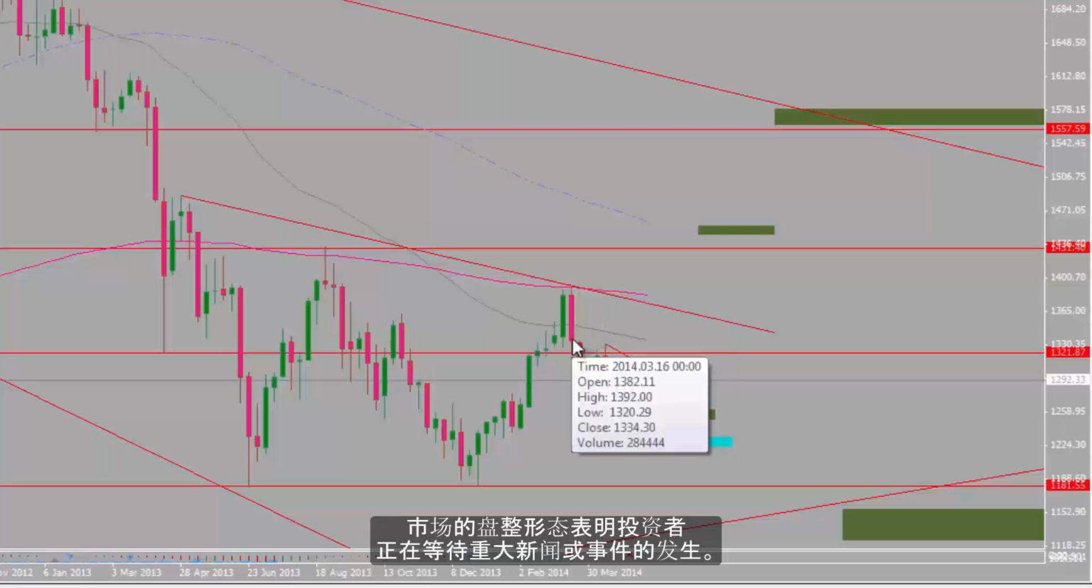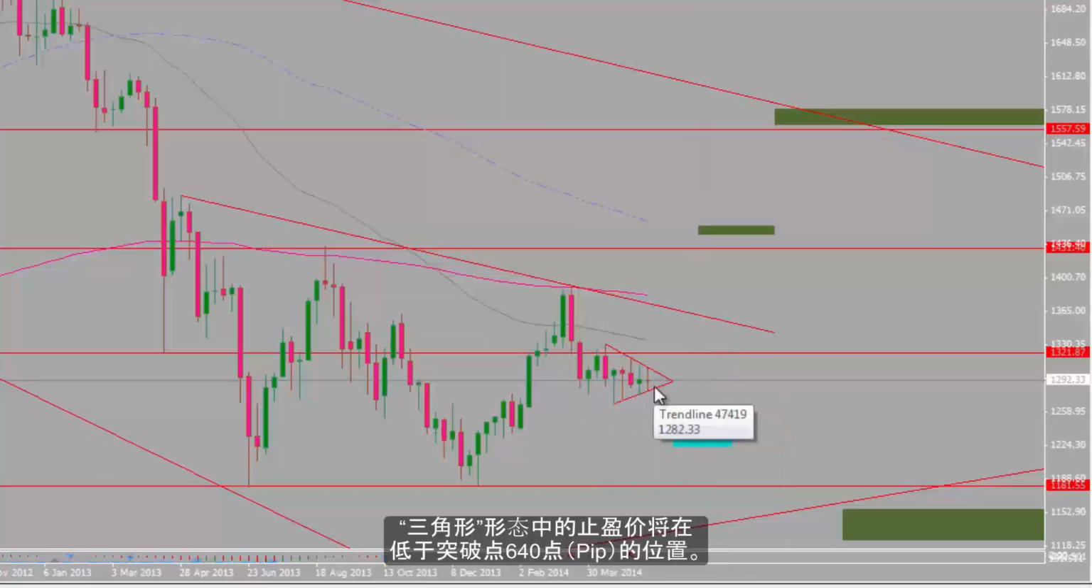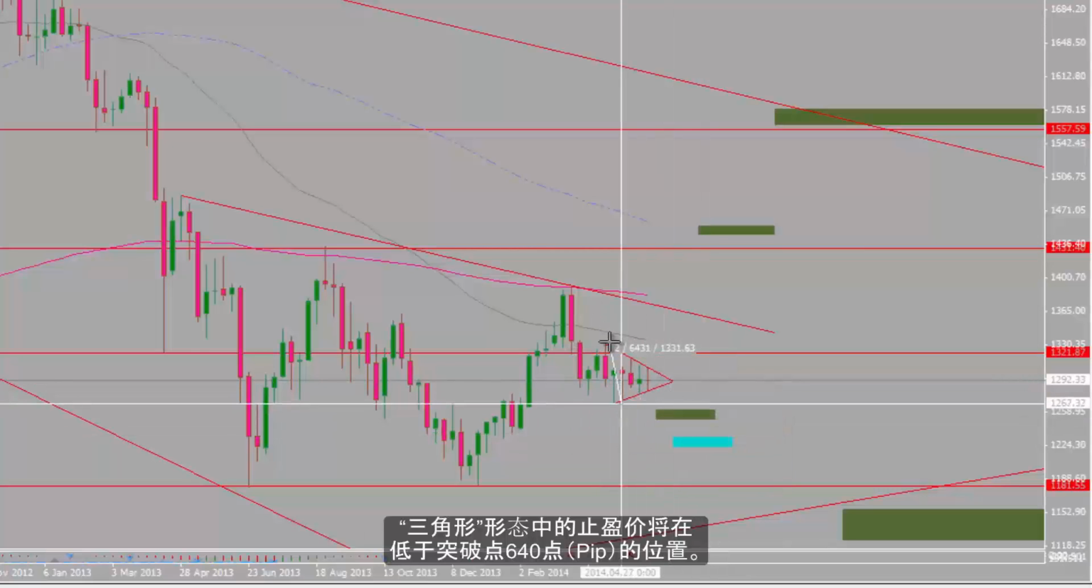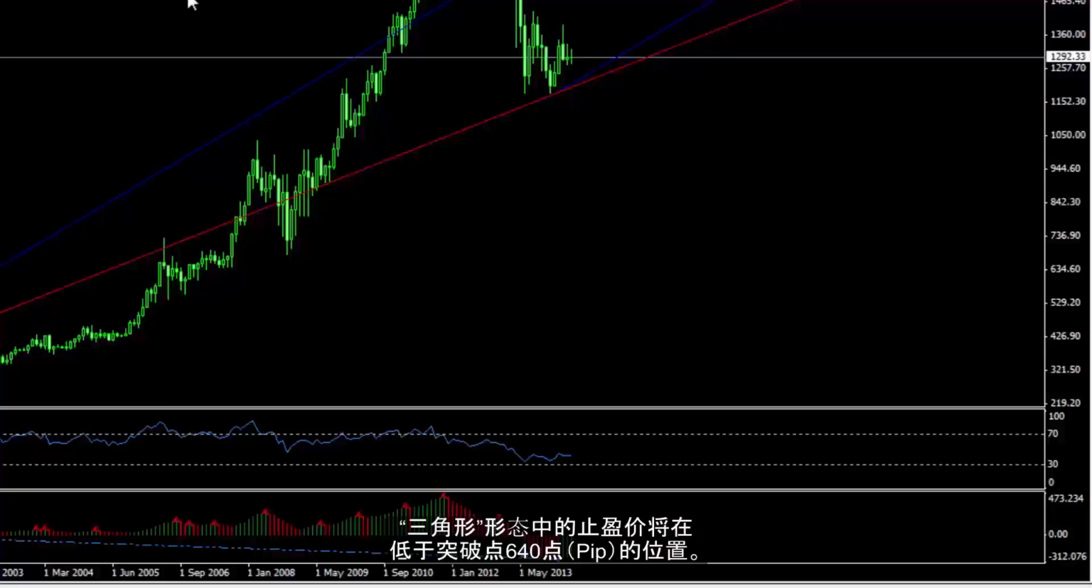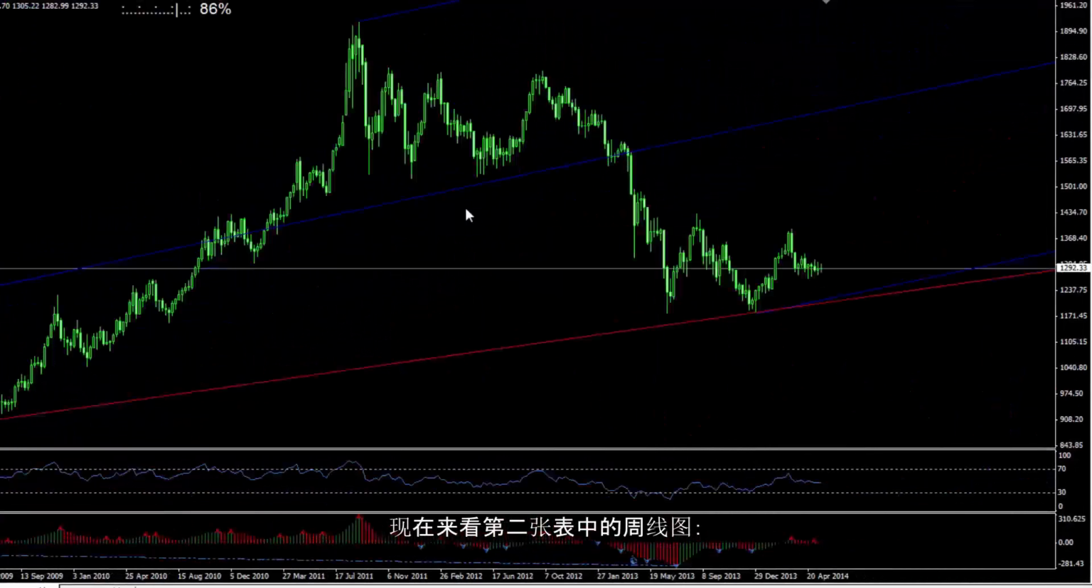The range market shows that traders are waiting for major news or an event. The TP price in the triangle pattern would be 640 pips lower than the breakout point. Now, a weekly time frame of the second chart. There is a bearish Andrews Pitchfork on the most recent trends.